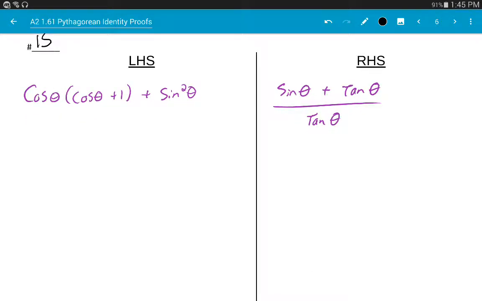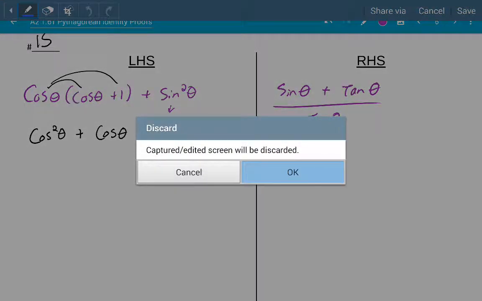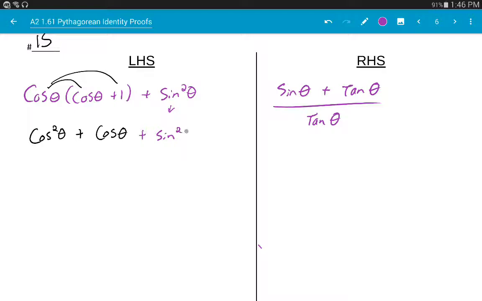I think this looks to me like distribution on the left, right? Something outside of parentheses. Cos times cos is going to be cos squared theta, and cos times 1 is going to be plus cos. And then I'll bring this down, plus sine, alright, plus sine squared theta.